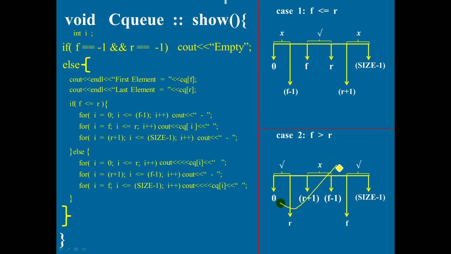Now from this number line, easily you will get this code. See, from 0 to r, elements are there. So CQ[i]. Again from r + 1 to f - 1, elements are not there. Dash. Again from f to upper bound, elements are there. So CQ[i]. So for the board exam, study this code based on this number line, and this is the code for show function associated with a circular queue.